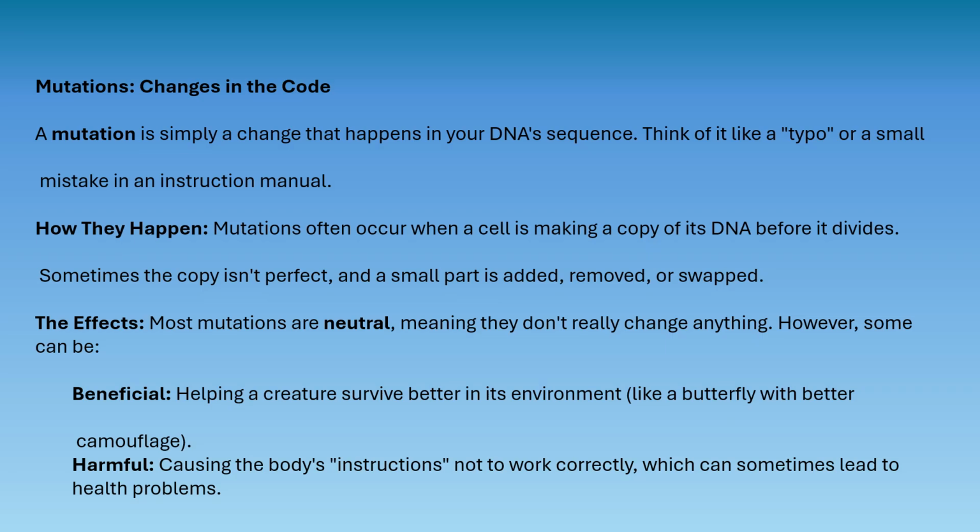Mutations. Changes in the code. A mutation is simply a change that happens in your DNA sequence. Think of it like a typo or a small mistake in an instruction manual. How they happen. Mutations often occur when a cell is making a copy of its DNA before it divides. Sometimes the copy isn't perfect, and a small part is added, removed, or swapped.